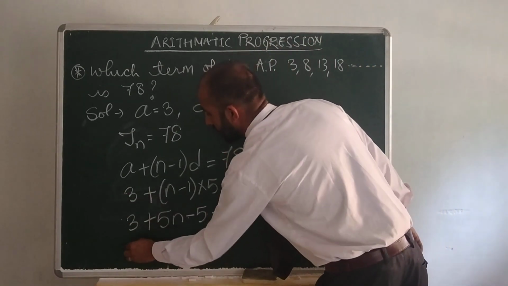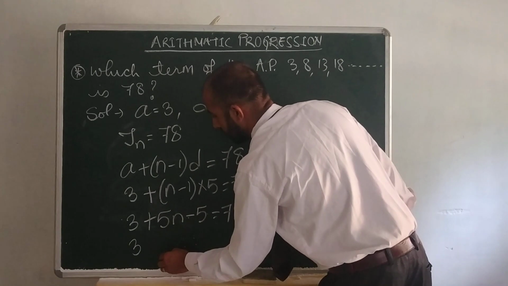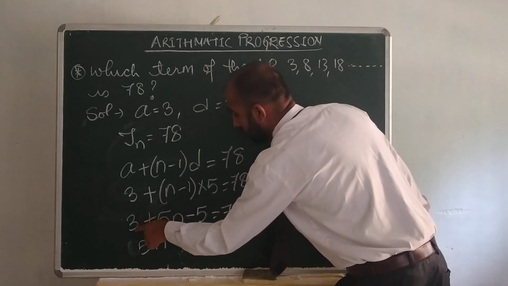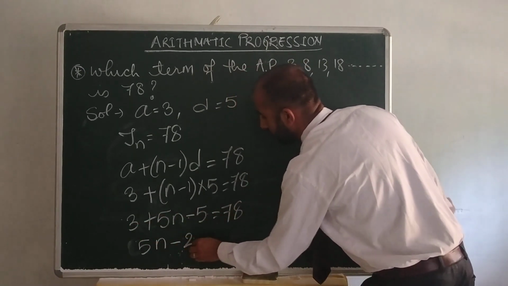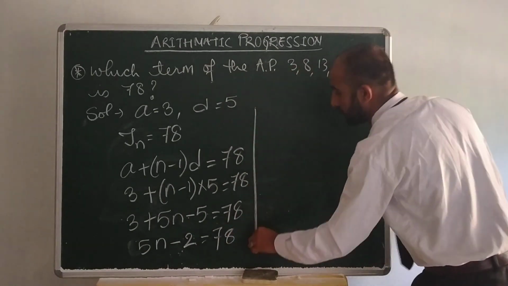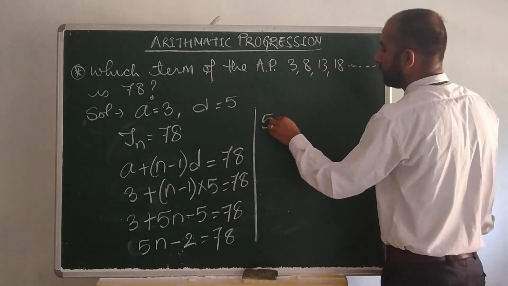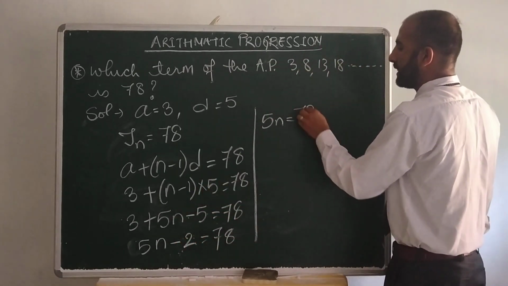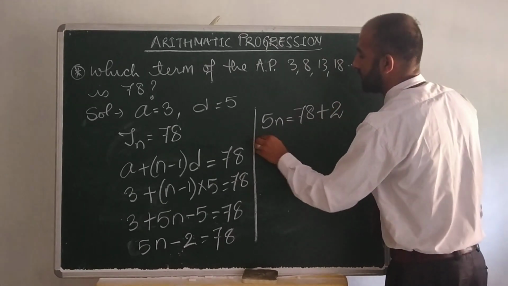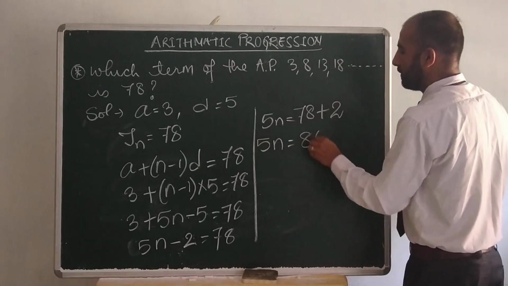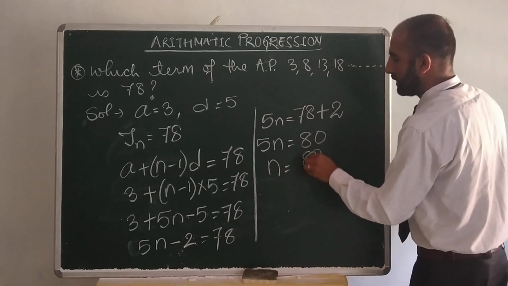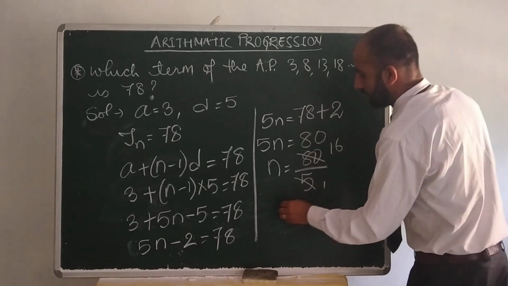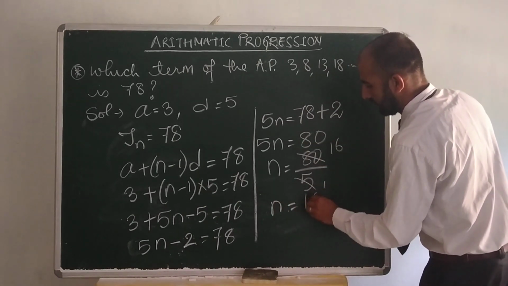5n, 3 minus 5, that is minus 2, equals 78. Now moving on, 5n equals, I'll bring this minus to this side, so 78 plus 2, that is 5n equals 80. That means n equals 80 divided by 5. So 5 ones are 5, 5 16s are 80. So n equals 16.